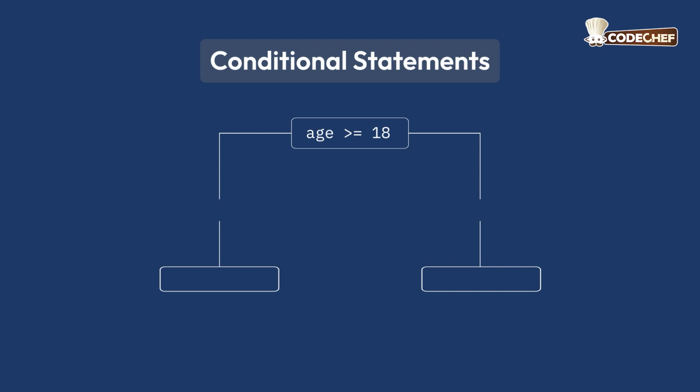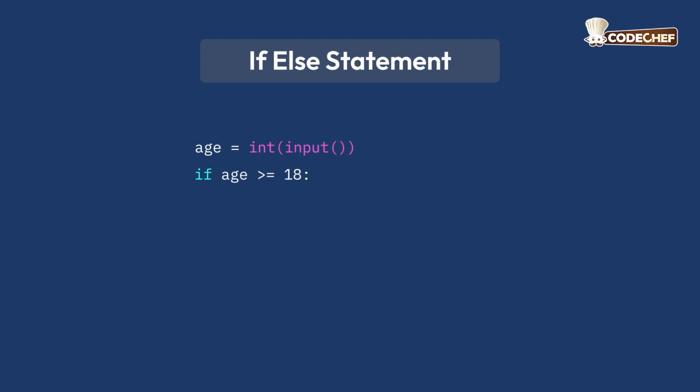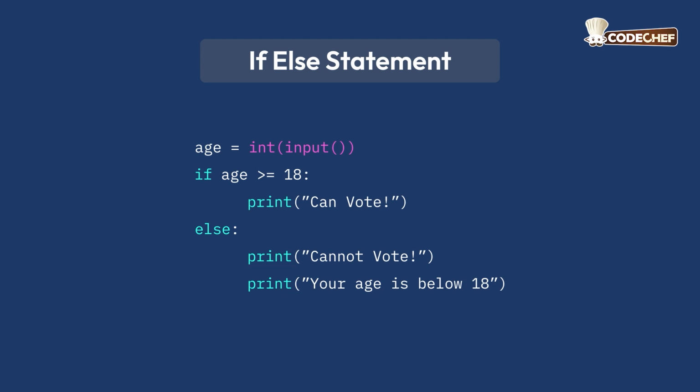Now, our program has to behave differently if the age is below 18 and if the age is above or equal to 18. To write a code for this, we use if-else statements. We use the if statement to check for a condition. Now, if this condition is true, we execute the code inside the if block. And if it isn't true, we execute the code inside the else block.